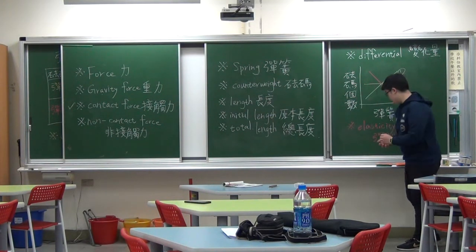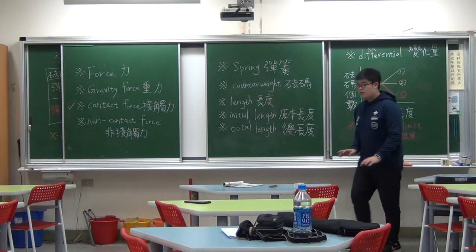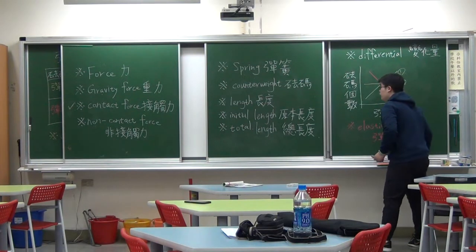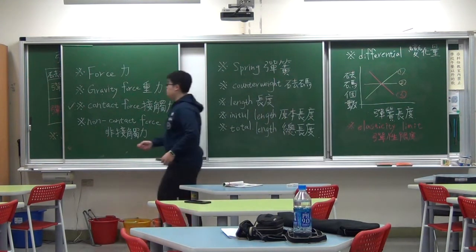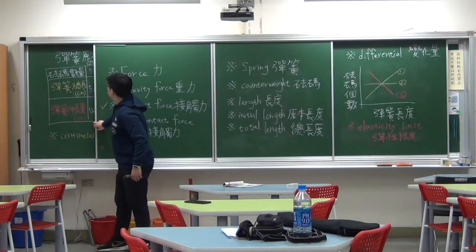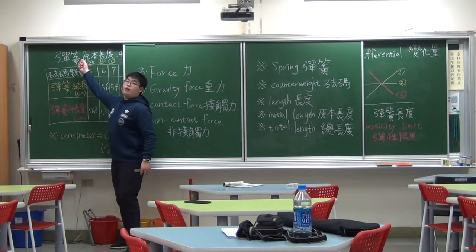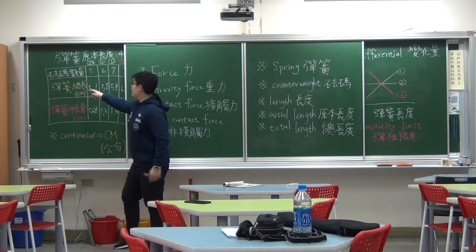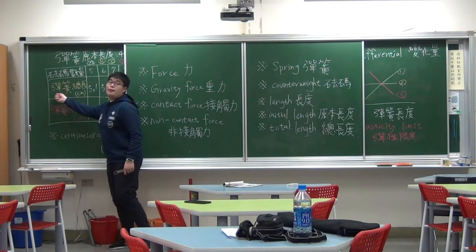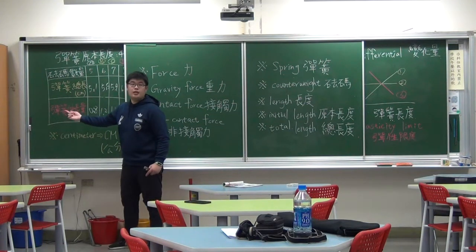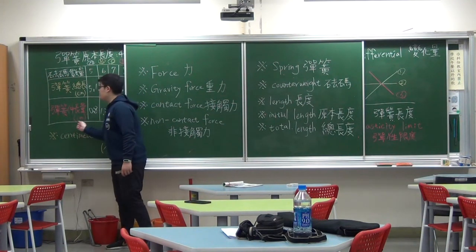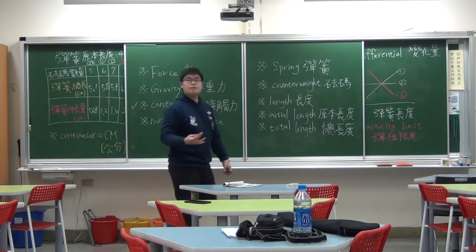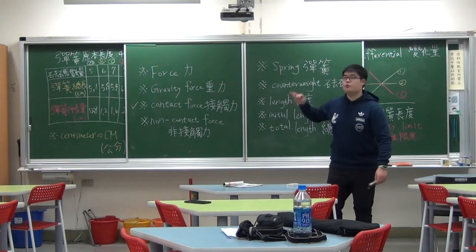Understand? Good. Now we have to know about the steps. Step 1 is to measure the initial length of the spring. This is the first step. Second step is to measure the total length of the spring. The third step is to measure the differential of the spring. So there are 3 steps to measure it.